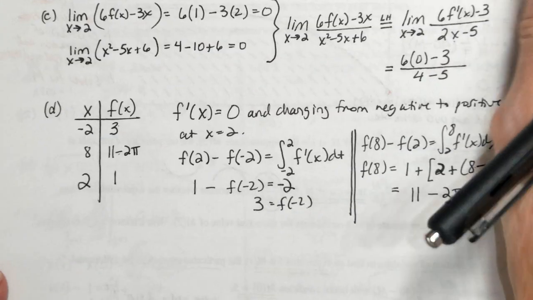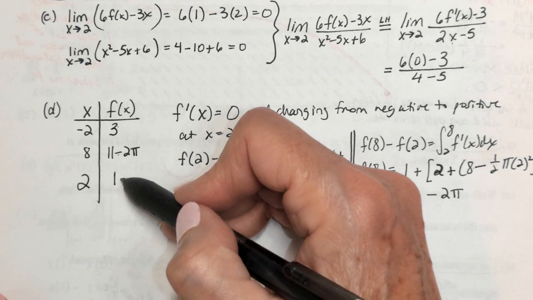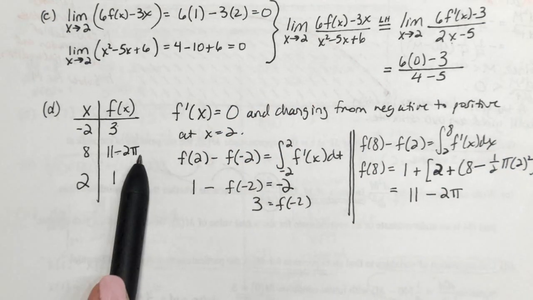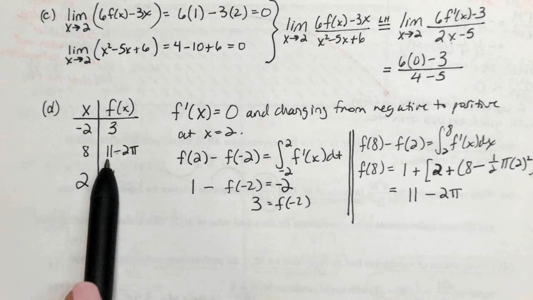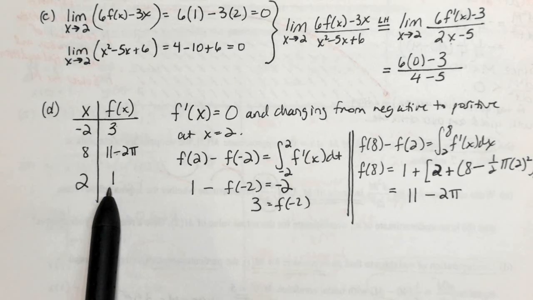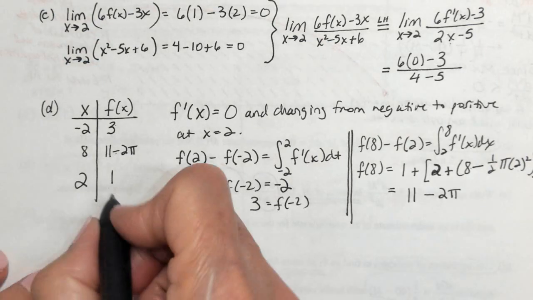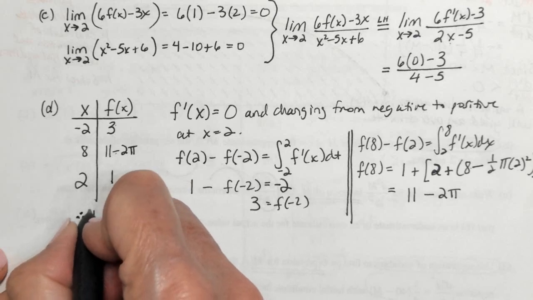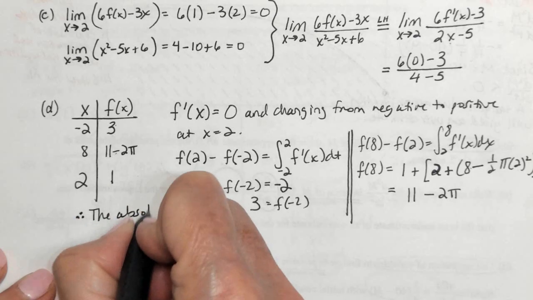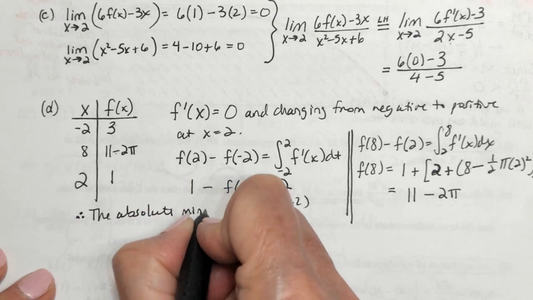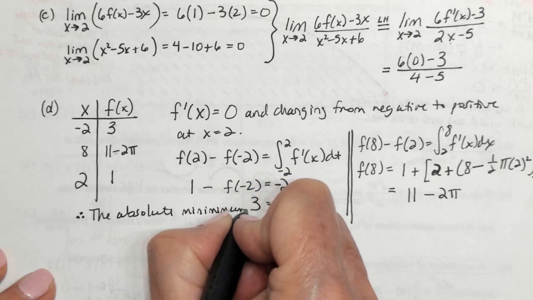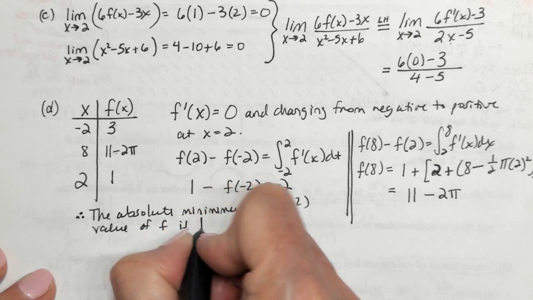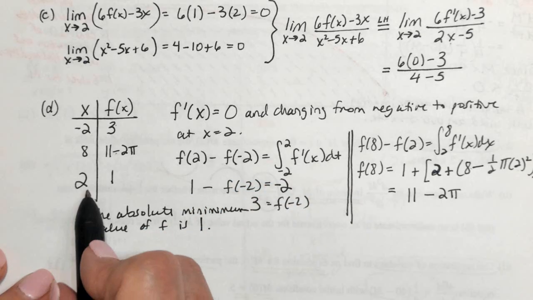Okay, so which of these is the smallest? 2 pi is 6 point something. 11 minus 6 point something is bigger than 1. So 1 is the biggest. I'm sorry, 1 is the smallest. Therefore, the absolute minimum value of f is 1. It occurs when x is 2.